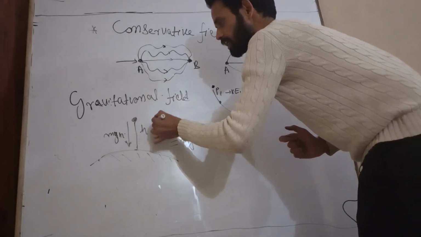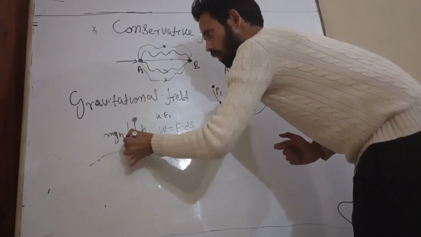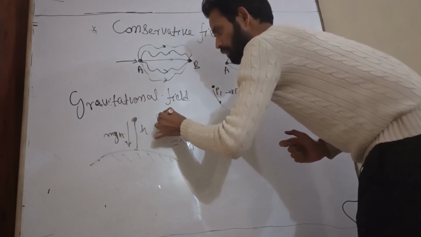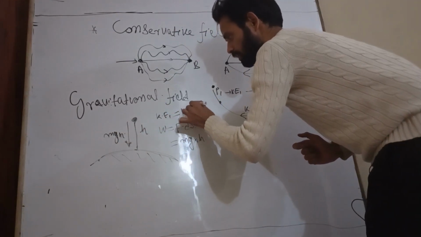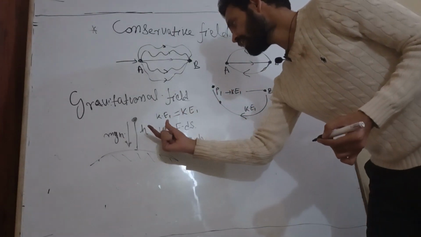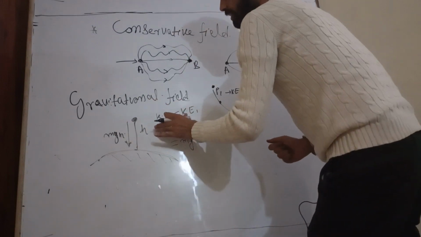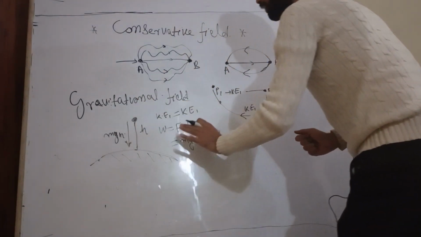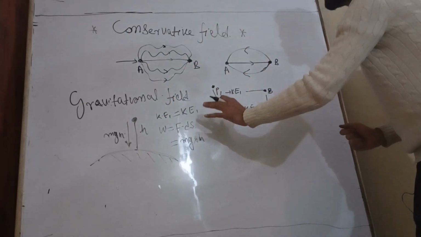Whatever the kinetic energy the object has when you throw it up, at that time the kinetic energy is KE1. And when this object comes down because of gravity, at that time also the kinetic energy is KE1. So the change in the kinetic energy is zero, meaning the kinetic energy is totally conserved. In this way we can say that it is a conservative field.